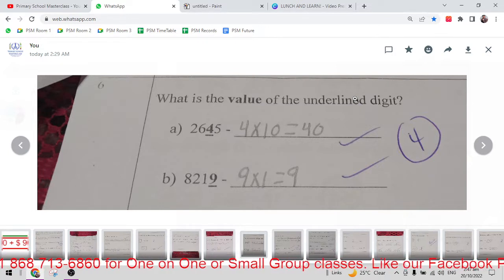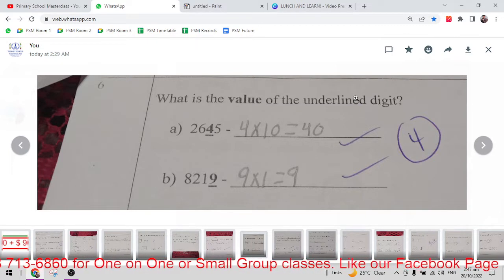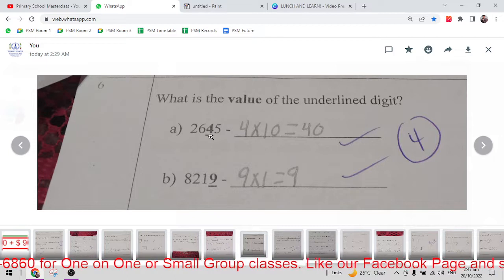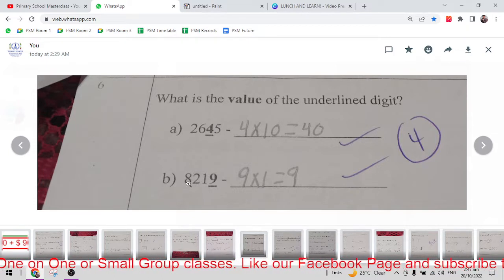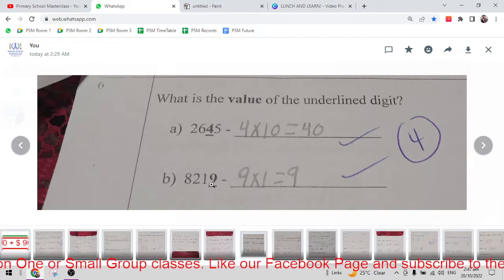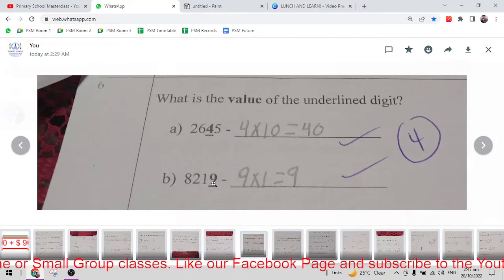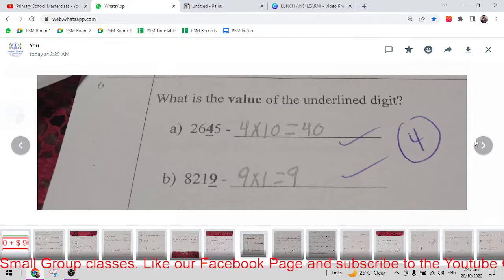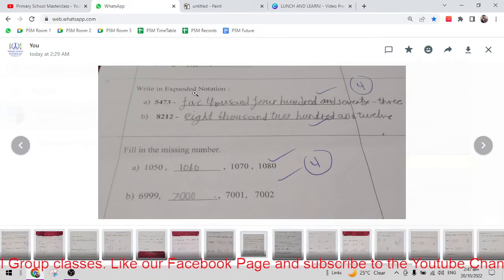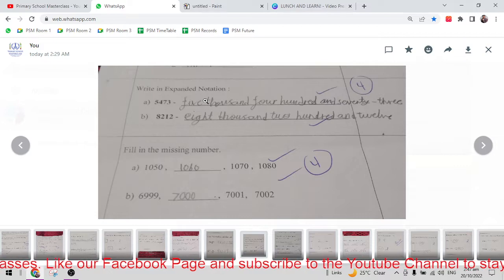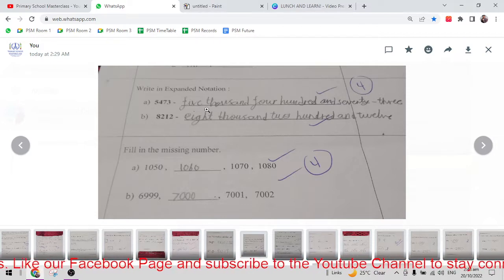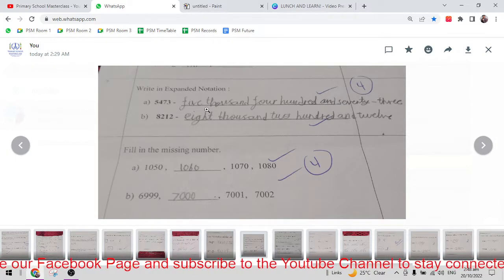Okay, this is a little bit of expanded notation. So the 4 there is in the tens column, so it's going to be 4 by 10, which is 40. Then B, 8,219. The 9 there is in the ones or the units column. 9 by 1 is 9. Good. More expanded notation. Write an expanded notation. But she wrote the words.